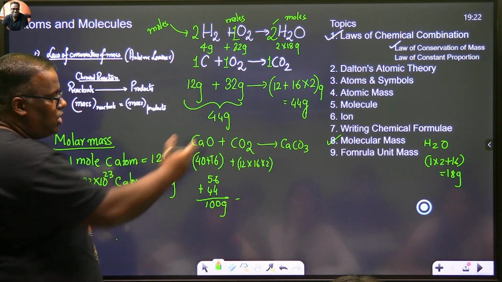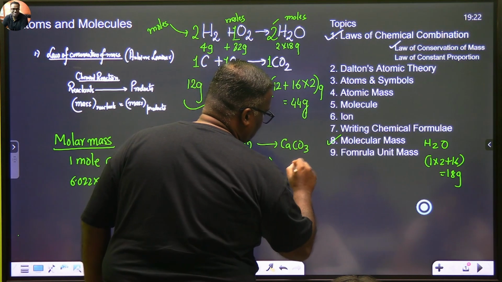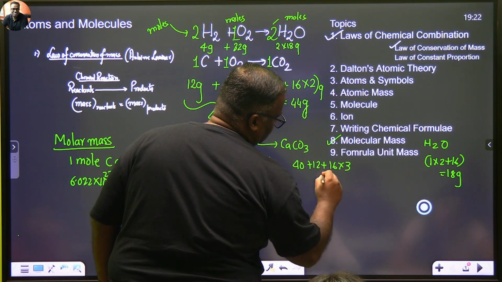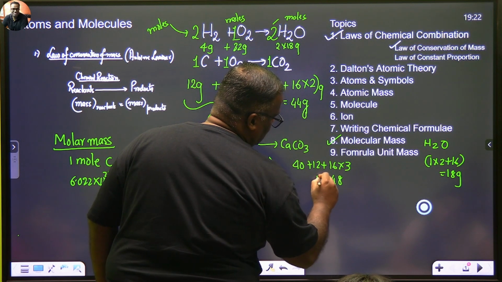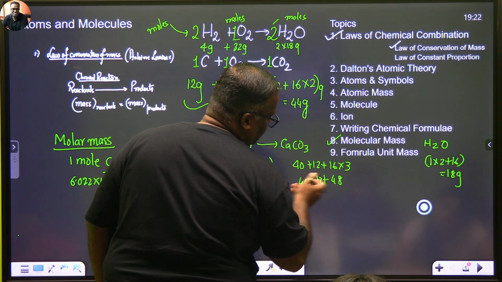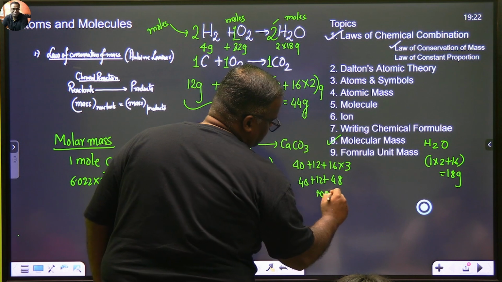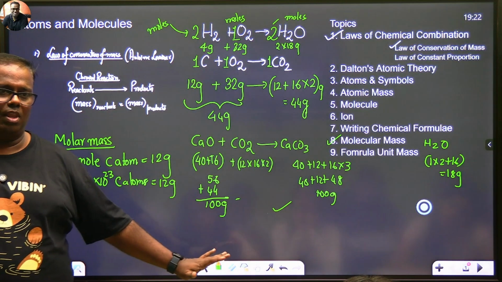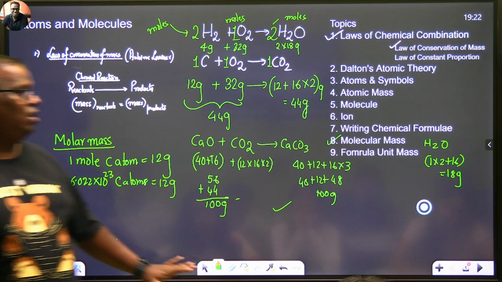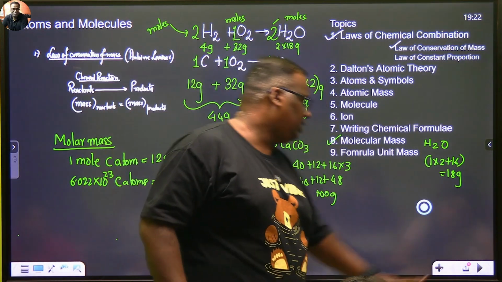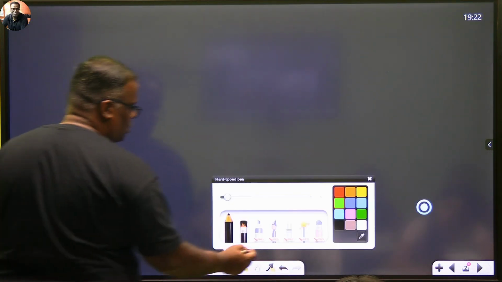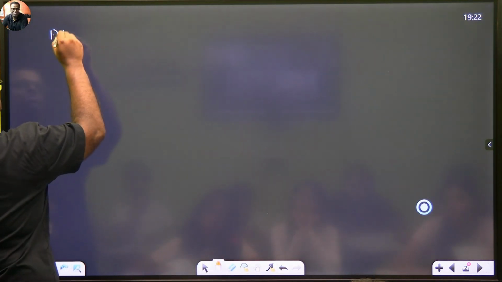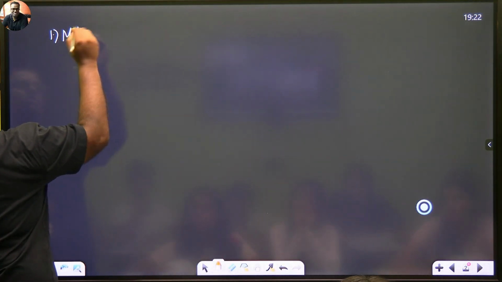Right? Let's check this one. Calcium 40 plus carbon 12, oxygen 16 into 3. This is 48. This is 12 and this is 40. 88 plus 12, 100 grams. Clear? What is law of conservation of mass? More than that, I would like to ask you, since you have understood the law, did you understand the concept? Children, this will help you, it will be a miracle for you.